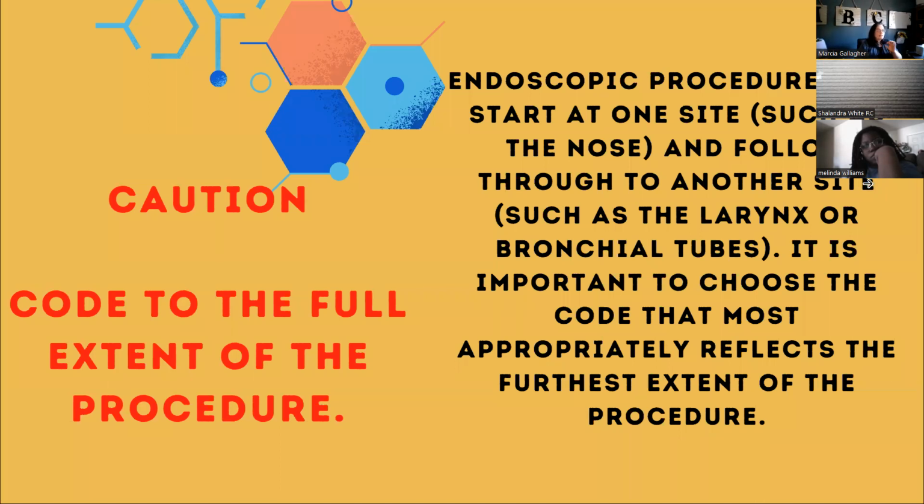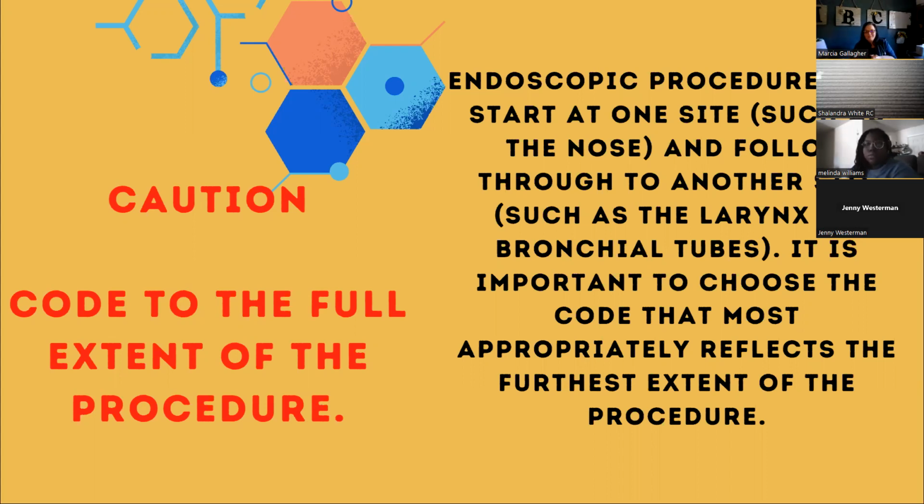Okay, we need to be cautious about something. We need to code to the full extent of the procedure. I'm going to read this and we're going to talk about it. Endoscopic procedures may start at one site, such as the nose, and follow through to another site, like the larynx or the bronchial tubes. It is important to choose the code that most appropriately reflects the furthest extent of the procedure.